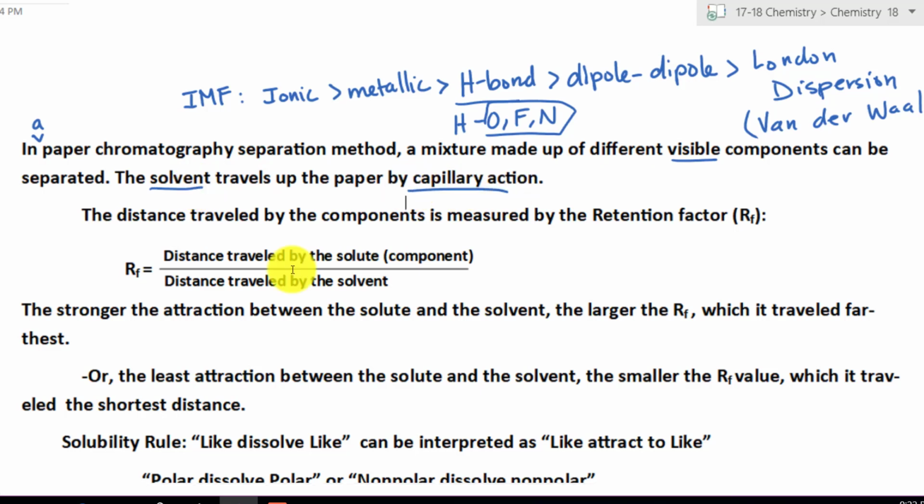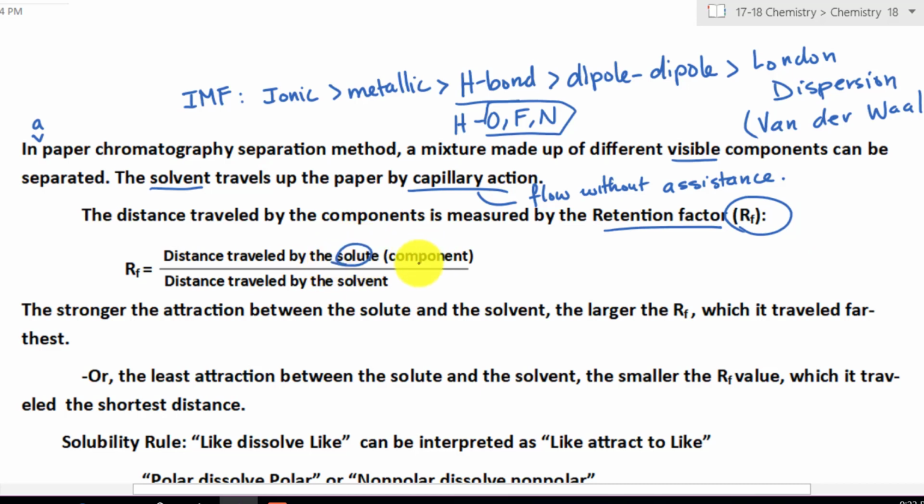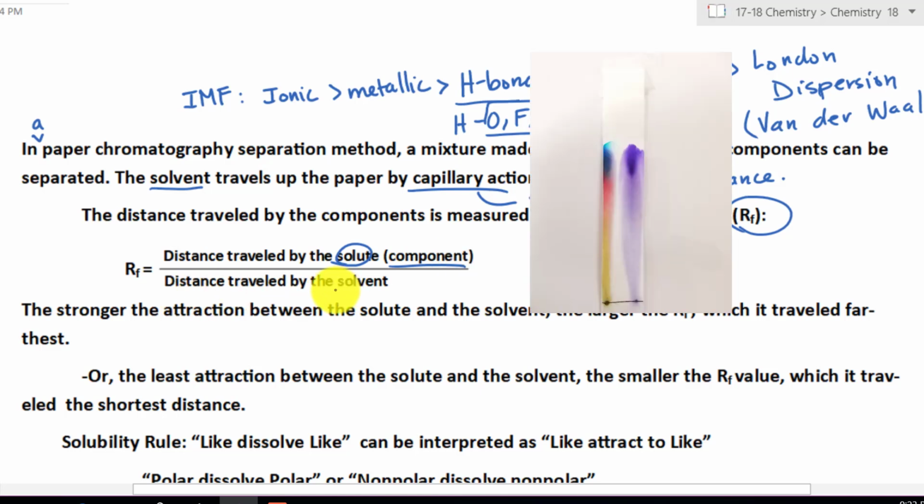So what is capillary action? It is an action where a substance flows from one place to another without assistance. The distance traveled by the components, and here we look at one component at a time, is measured by the retention factor, which is represented by RF. The formula for the RF is the distance traveled by the solute, or the component that we're analyzing, compared to the distance traveled by the solvent.